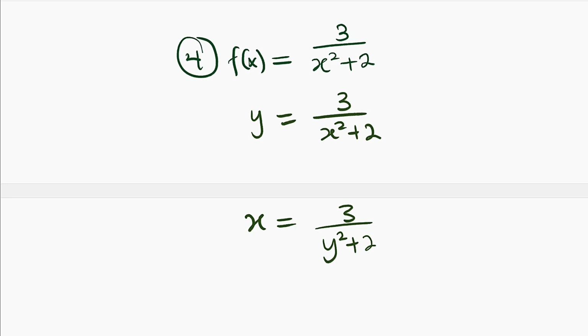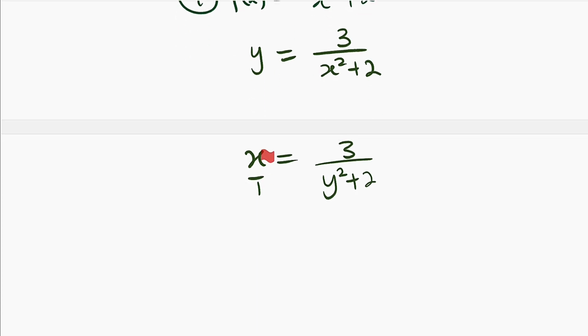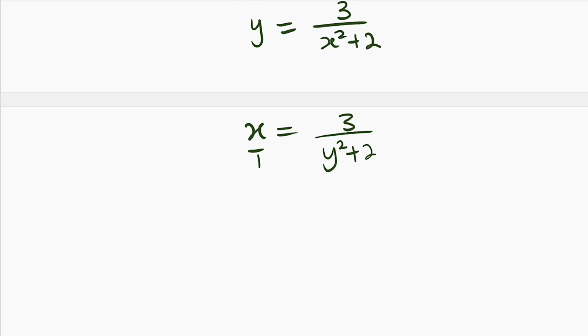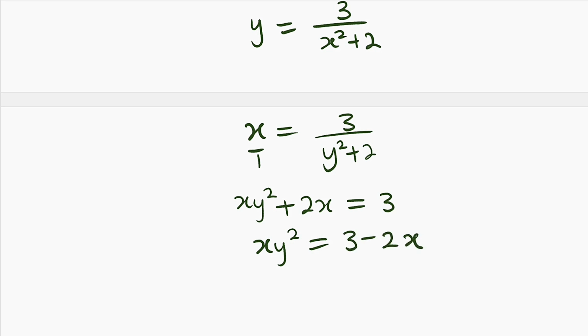And lastly, we are going to solve for y or make y the subject. We can cross multiply. We are free to take this and multiply by this. X multiplied by y squared is x y squared. Then x multiplied by 2 is 2x. Then we take 3 and multiply by 1, which is equal to 3.